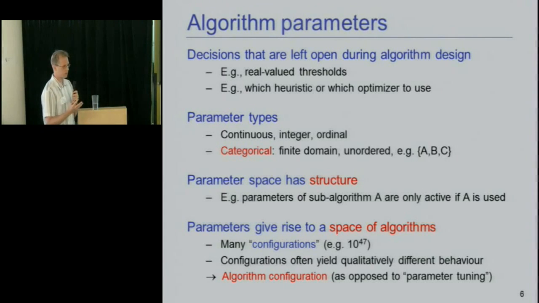And these configurations can often yield very qualitatively different behavior. Two different parameter configurations of one solver might be much more different than the default of that solver and the default of another solver. So that's why I like to think of this as actually different algorithms. And that's why we call it algorithm configuration, as opposed to what some people call parameter tuning, when you just optimize your continuous parameters. But that's a little bit of a different problem.